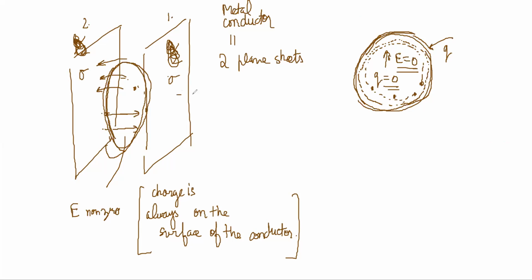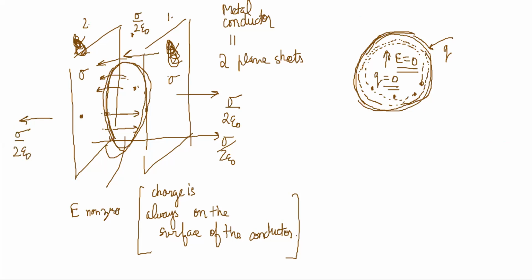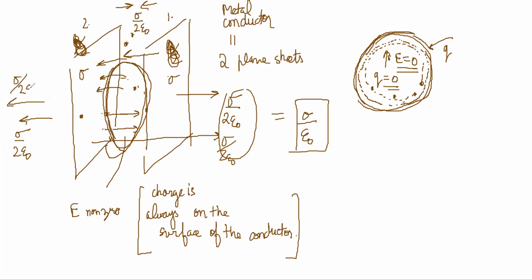So then this plane sheet would have created sigma by 2 epsilon naught here and sigma by 2 epsilon naught here, in every direction, right? From the previous derivation. And this plane sheet would have also created sigma by 2 epsilon naught here, and sigma by 2 epsilon naught here, right? So notice that the field outside here is the addition of these two sigma by 2 epsilon naughts. So that becomes sigma by epsilon naught, right? And field inside becomes zero because these two cancel, right? And field here is also sigma by 2 epsilon naught plus sigma by 2 epsilon naught. That becomes sigma by epsilon naught, right? So field inside and outside a metal conductor, you know how to get, right? It is sigma by epsilon naught because it is the sum of two charged plane sheets of charge, right?